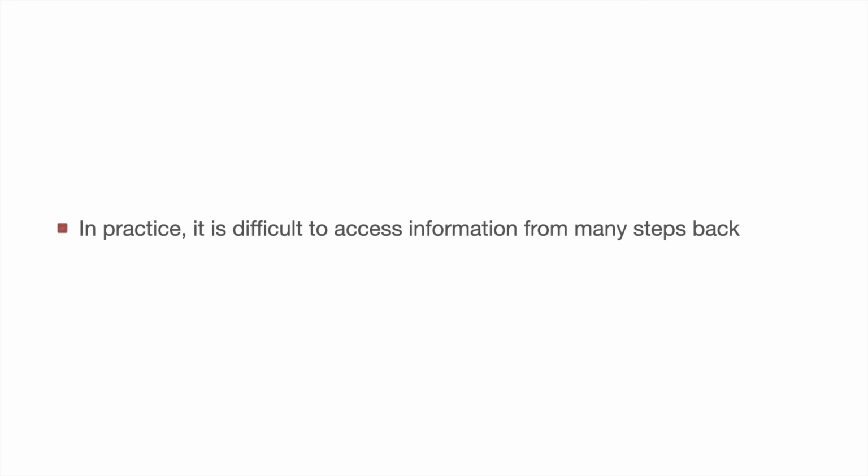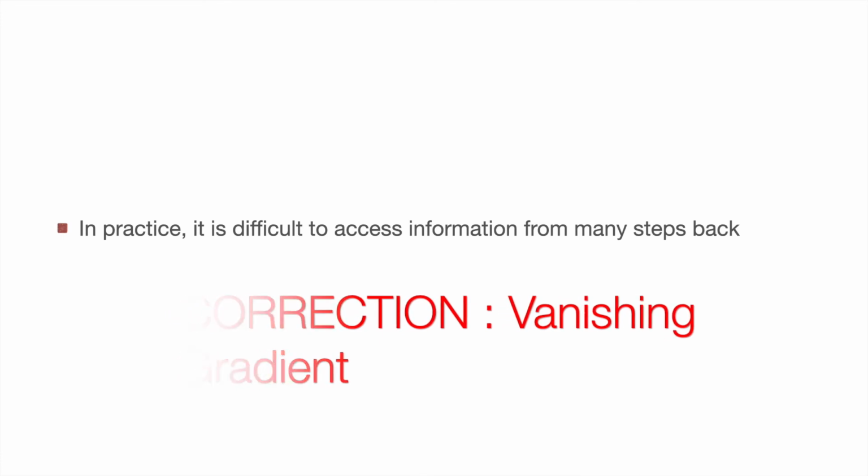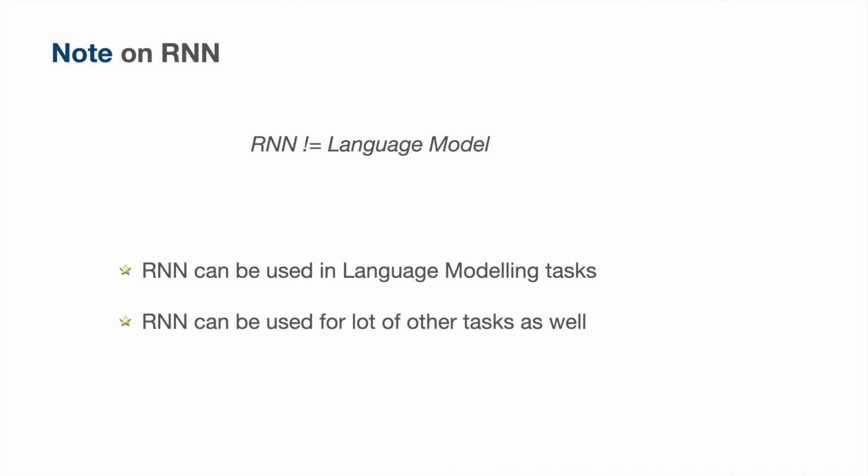Even though in theory RNN should be able to access the information many steps back, the main challenge here is called the vanishing gradient. As we move along the sentence, the information from the initial part of the sentence would get lost. A final note on RNN. RNN is not a language model, but RNN can be used in language modeling tasks. RNN can be used for a lot of other tasks as well.